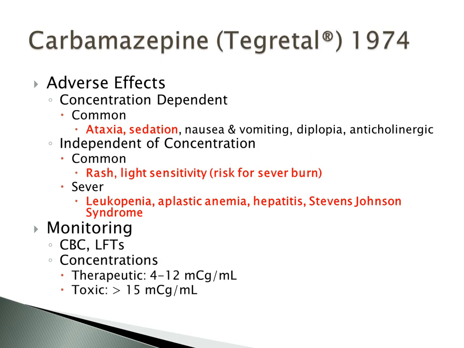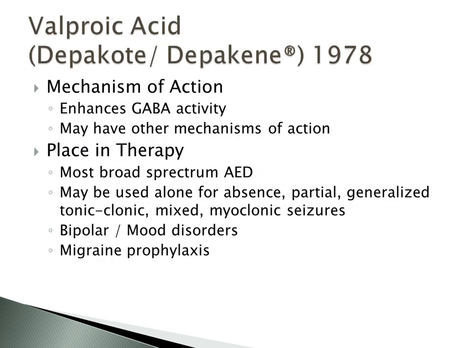So typical therapeutic concentrations are from 4 to 12, and you can see toxic greater than 15. So it doesn't take much going over the usual range to hit a toxic range either. So this is a drug that has, while very effective, especially for focal onset seizures, a narrow therapeutic range and several drug interactions and some potential toxic side effects.